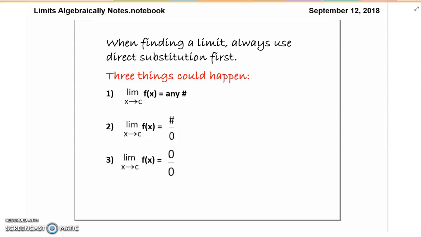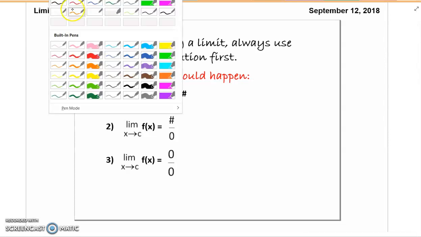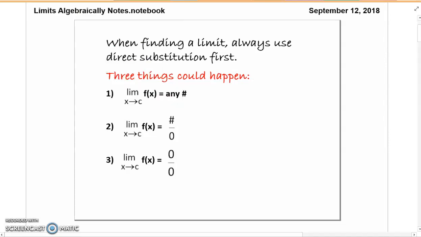Hello AP Calculus, this is Mr. Fugay, and for this video we're going to talk about the first half of our next lesson, which is how to find limits algebraically. We're going to start off with an idea that is pretty straightforward: when you're given an algebraic function and you're asked to find the limit, the first strategy you should always use, no matter the situation, unless it's a piecewise function, is that we should try to use direct substitution, okay?